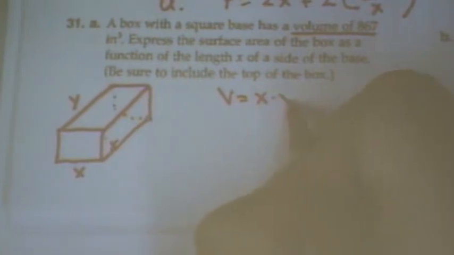So how would you write that out? Volume is equal to what times what times what? Length times width times height. So if the volume is x times x times y, and the volume's 867, we have 867 is equal to x squared y.